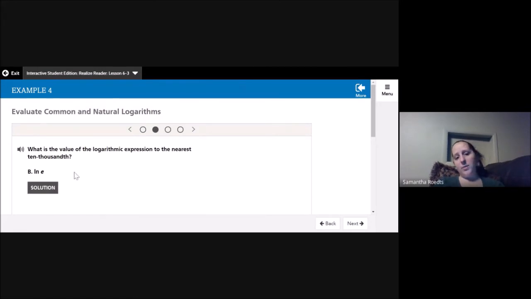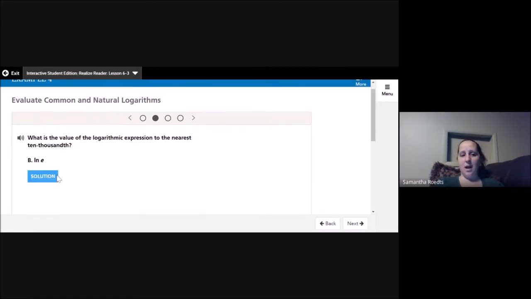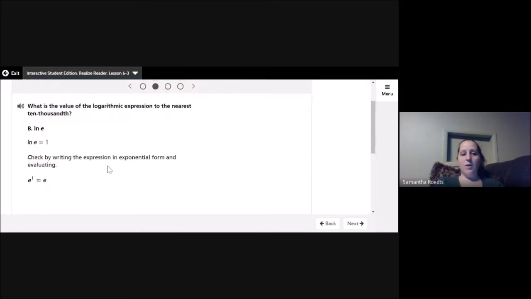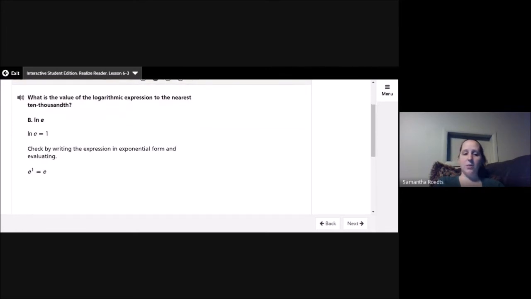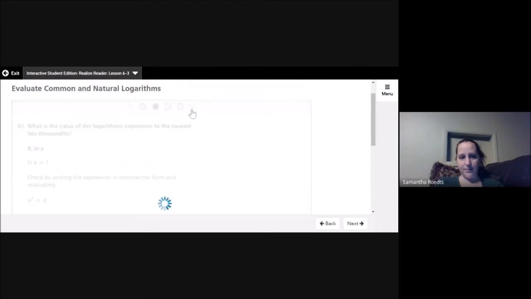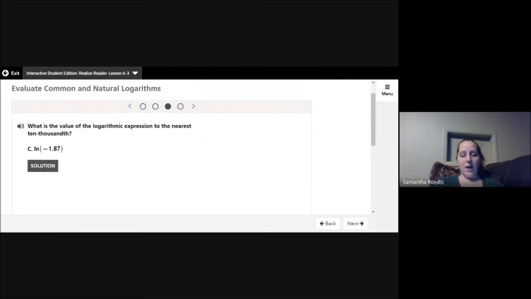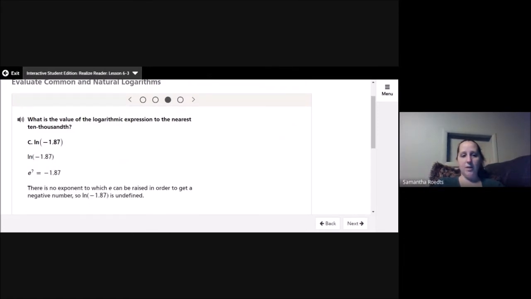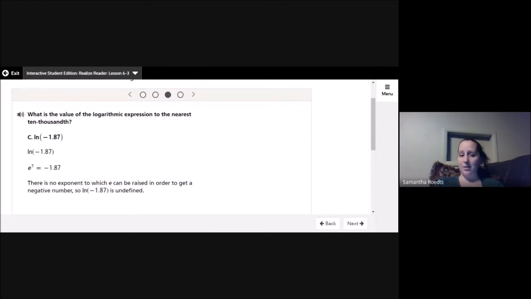What is the value of the logarithmic expression to the nearest 10,000ths? ln e. Remember, e is that base. So ln e equals 1. Check by writing the expression in exponential form and evaluating. So e to the first power does equal e. The value of ln of -1.87: that's e to the what gives me -1.87? There actually is no exponent to which e can be raised in order to get a negative number, so ln of -1.87 is actually undefined.